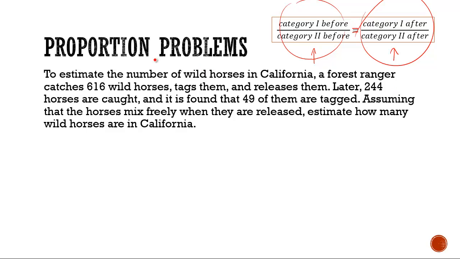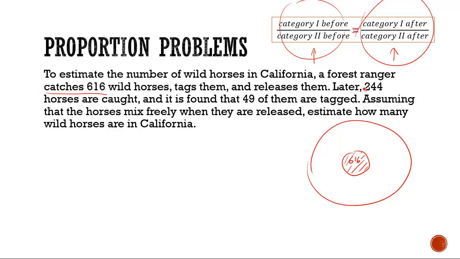So if you want to estimate the number of wild horses in California, you can't possibly catch them all. So what a forest ranger does is he says, here's all the wild horses. I'm going to catch 616 of them and tag them. So the ones inside this little circle are tagged now. And then he releases them. And so they're equally mixing.